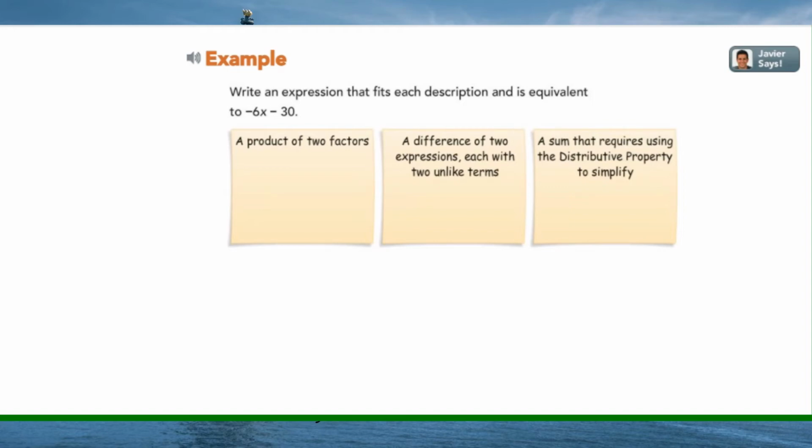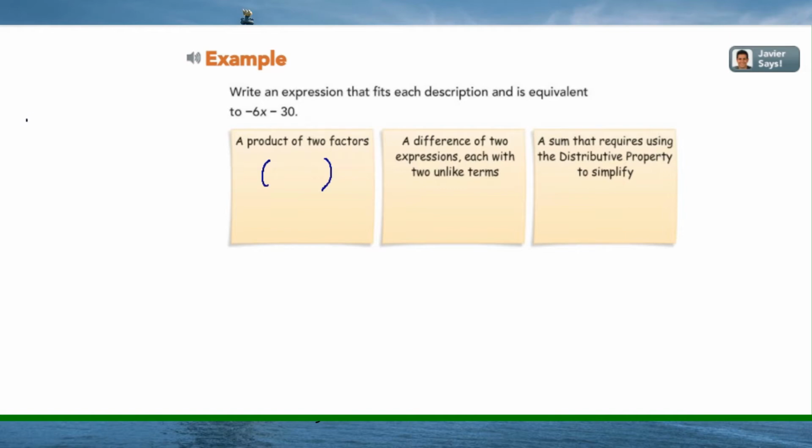Write an expression that fits each description and is equivalent to negative 6x minus 30. The first one says a product of two factors, so that means it's going to look similar to this format. Now we learned this in the second lesson, and we learned about factoring.